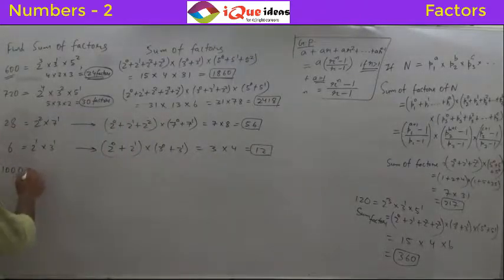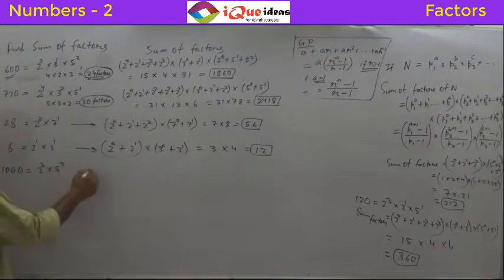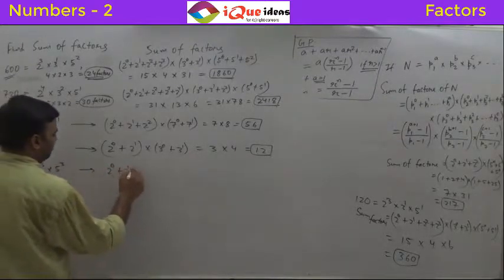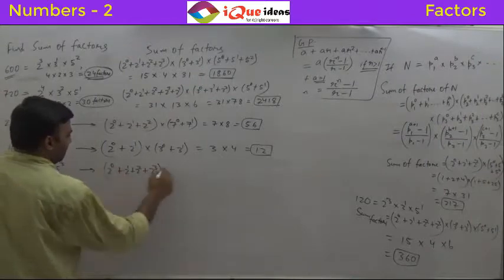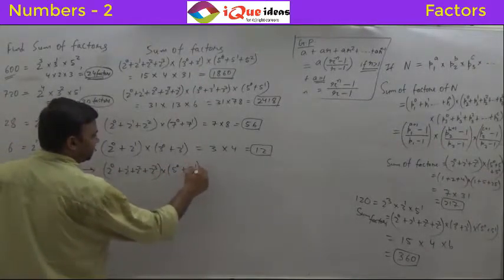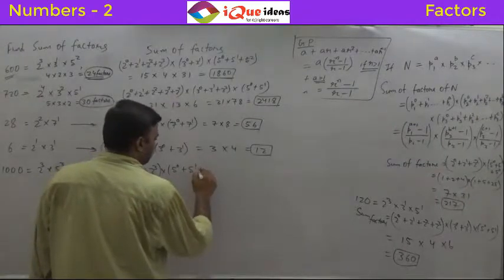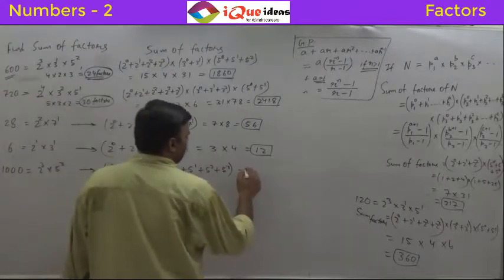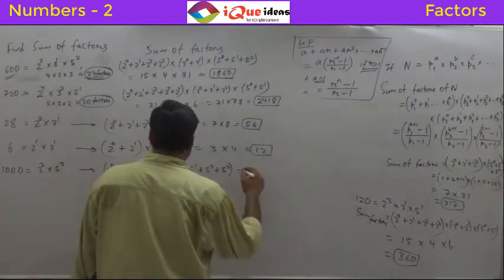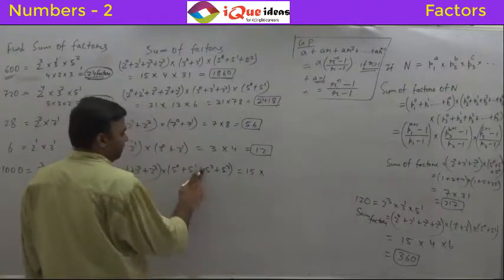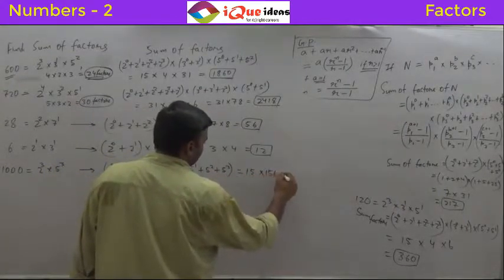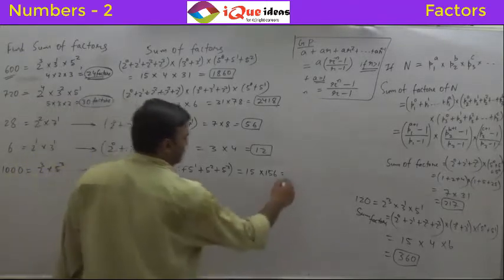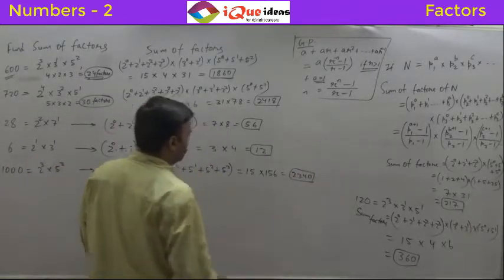Sum of factors of 1000. It is 2 to the power 3 into 5 to the power 3. So the sum of factors will be (2 to the power 0 plus 2 to the power 1 plus 2 to the power 2 plus 2 to the power 3) into (5 to the power 0 plus 5 to the power 1 plus 5 to the power 2 plus 5 to the power 3), which is 15 into 156. Multiply this, 1500 plus 840, 2340. This is the sum of factors of 1000.